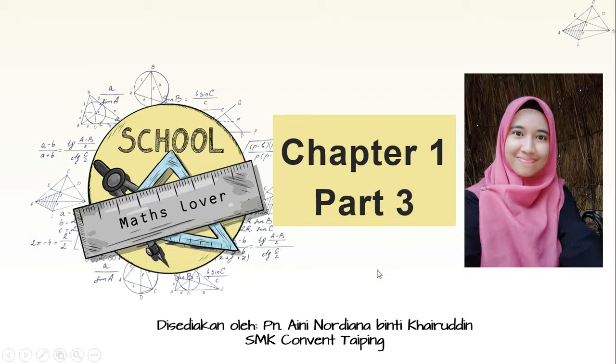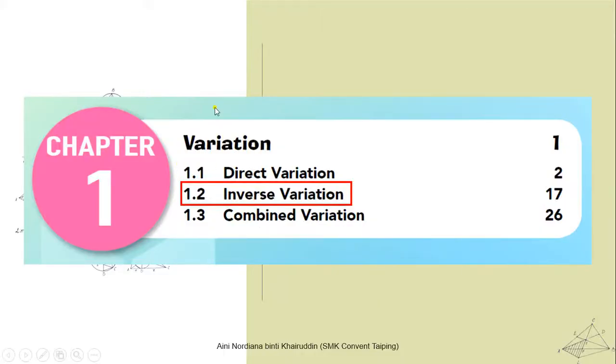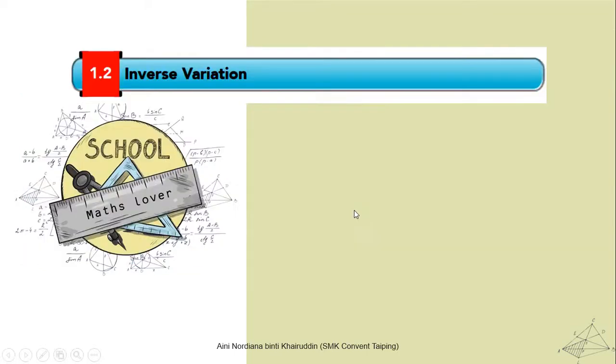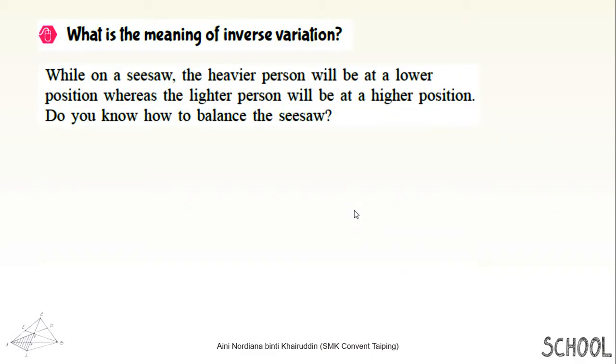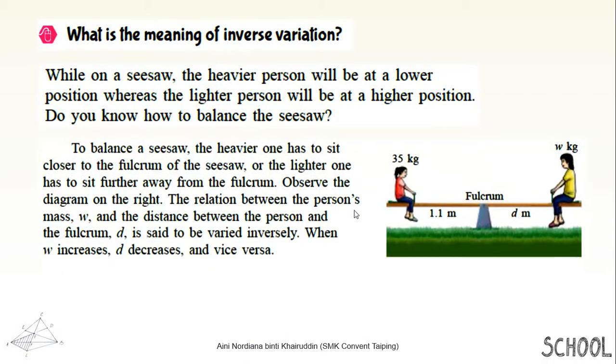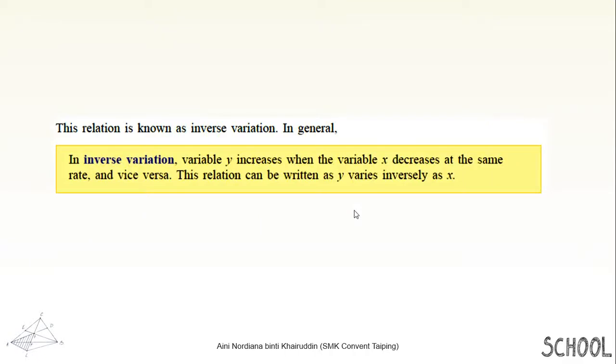This is from Form 5 KSSM chapter 1, variation. For this video we will focus on inverse variation. Our learning standard is to explain the meaning of inverse variation. What is the meaning of inverse variation? In inverse variation, variable y increases and the variable x decreases at the same rate, and vice versa. This relation can be written as y varies inversely as x.